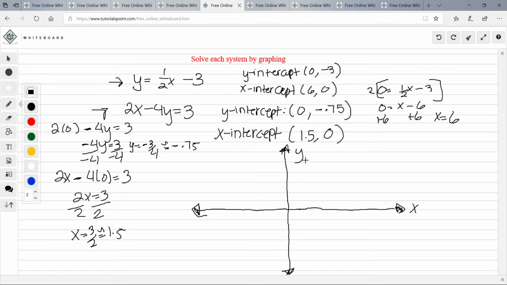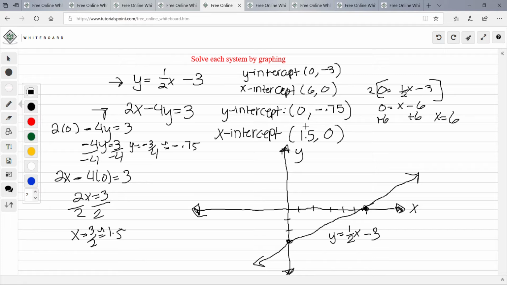Okay, so let's plot this part. So (0, -3) is right here. (2, -2)... and then the x-intercept is (6, 0). So it's 1, 2, 3, 4, 5, 6. And it's solid, so it's going to look... sorry for my graph, it isn't really perfect. So we'll call this y equals 1/2 x minus 3, because we got that from this equation.